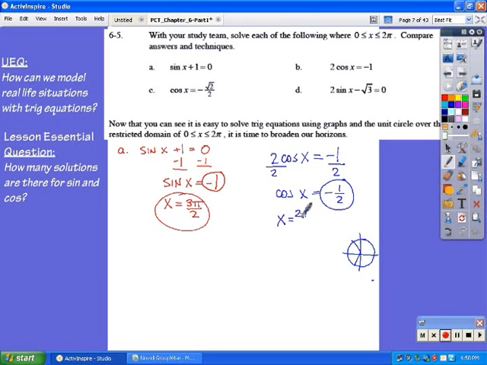Going to have 2 pi over 3. That's in the second quadrant, right here. And then I'm going to have third quadrant, 4 pi over 3. So those are my 2 possible solutions for cosine of x equals negative 1/2.